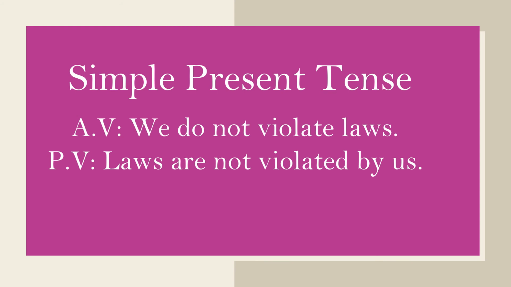Let's observe this example. We do not violate laws. This is an example of present indefinite tense. Now we will change it into passive form, which would be: laws are not violated by us. The pronoun we has been changed into us, and violate has been changed into the third form of verb, violated.